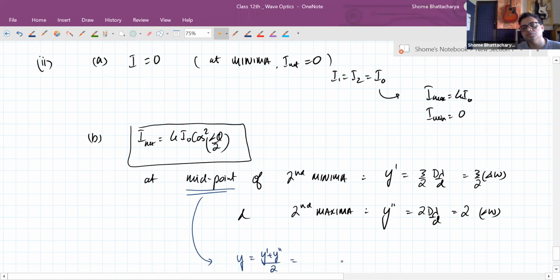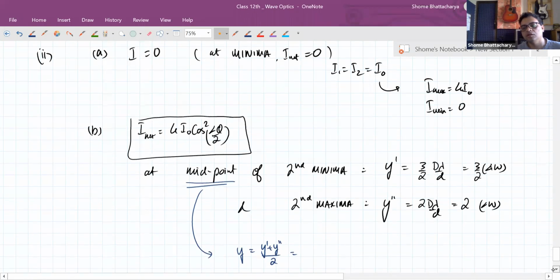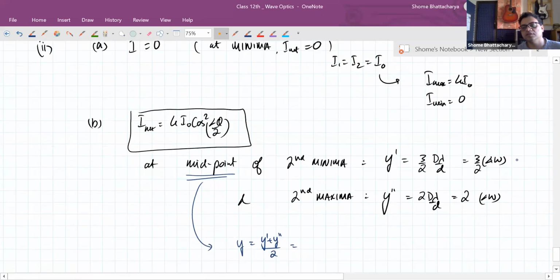कितना होगा, है ना? So it will be, this is like 1.5, this is 2, so it will be 1.75 times d lambda by d, or 1.75 times w, or we can write this as 7 by 4 times fringe width.